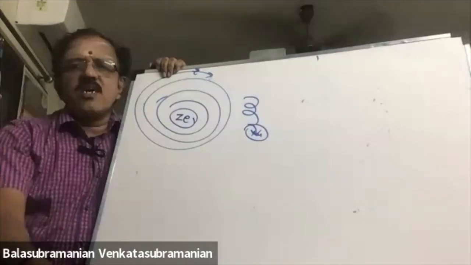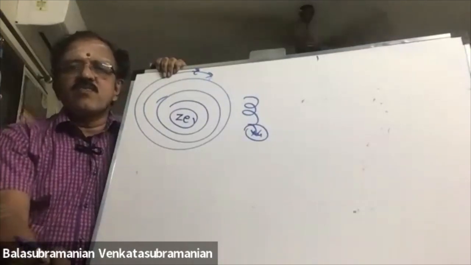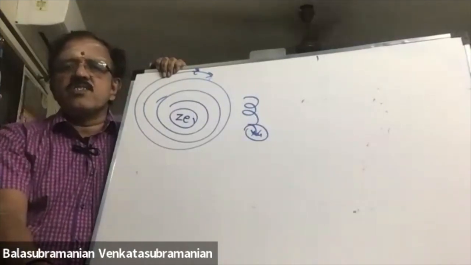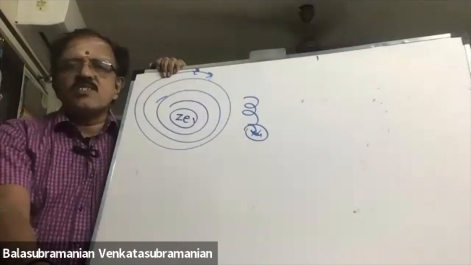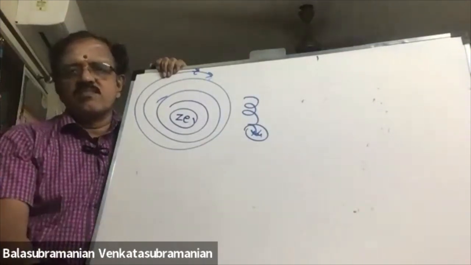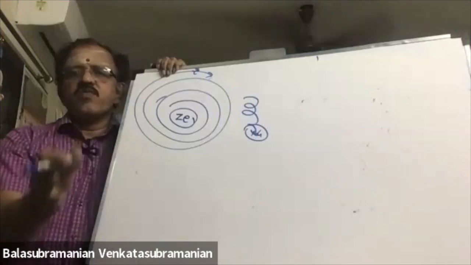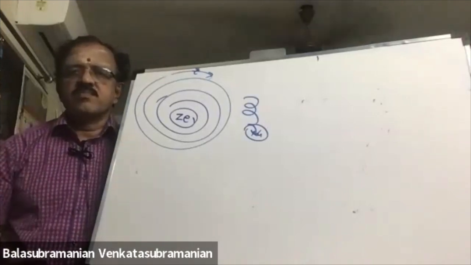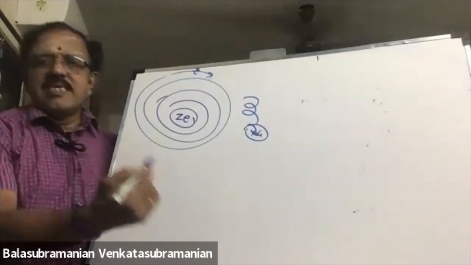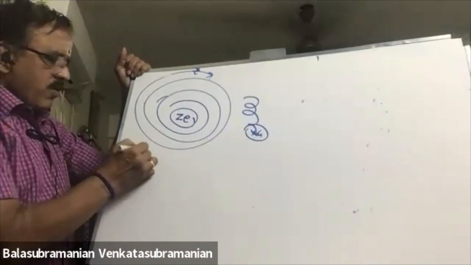But actually it is not happening. Nucleus is very much stable, atom is very much stable. There is no question of instability at all. So assumption of Rutherford is wrong. Then comes Bohr atom model.